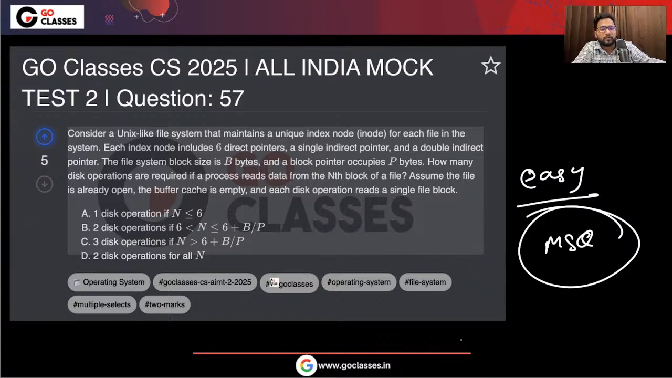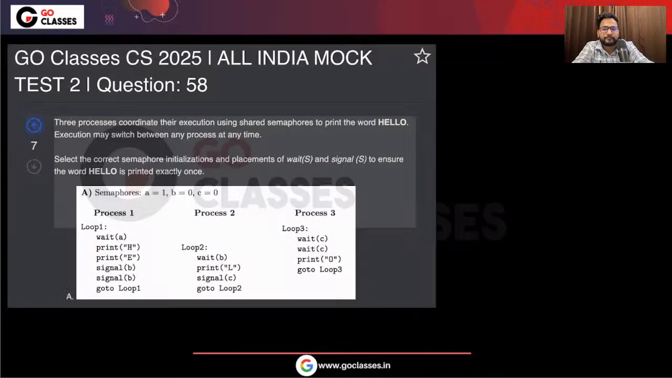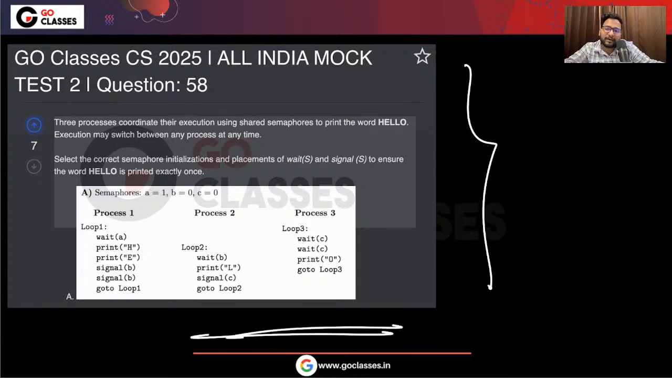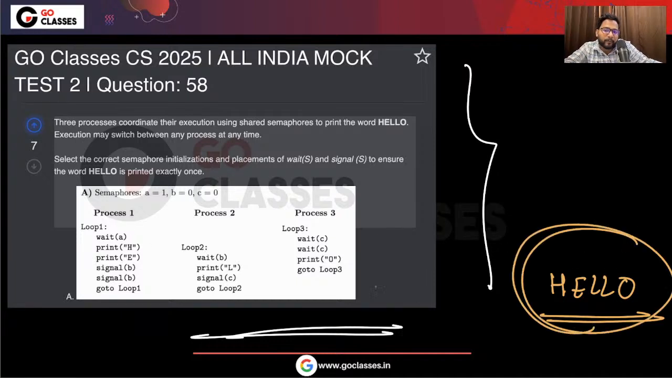Okay, now let's just move to the next question. Yeah, so this question was also, I think, a doable, easy question, right? So what they're saying is to select the correct semaphore initialization where hello is printed exactly once, right? So see here that in this particular case, you are having a equal to 1, b equal to 0, and c equal to 0, right? So you want to print h, e, l, l, o exactly once, right? So see here that you obviously have to start with h. I mean, first you have to print h, right?